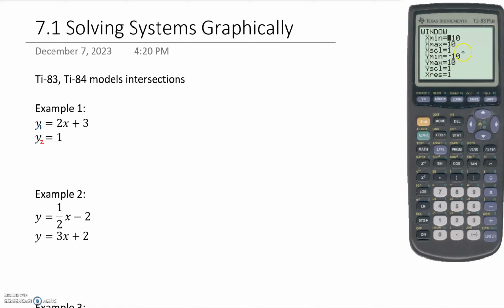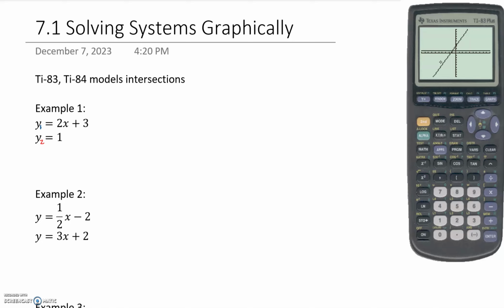Any time you want to get back to this, there is a very simple way of doing that. You press zoom and then 6, so zoom standard. It gets you back to those window settings, and it will graph it. Now that we've pressed zoom 6, it has graphed the two lines that we have. You can see we have one diagonal line and one horizontal line. If you go back 1 unit, you can see that horizontal line there because it's y equals 1.